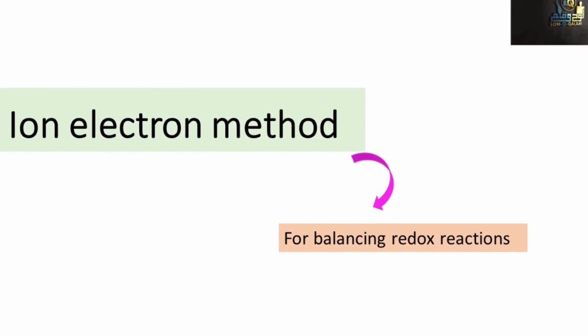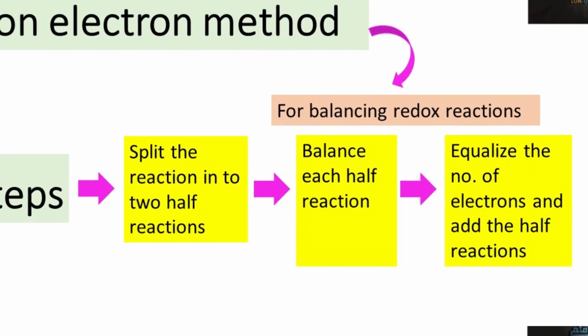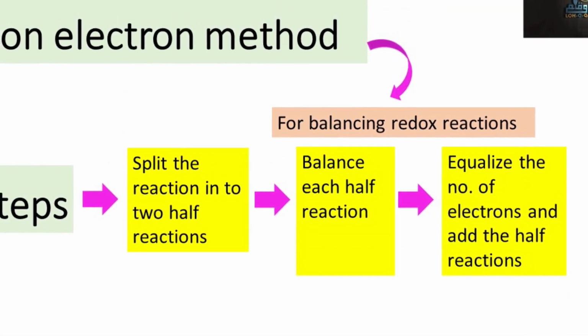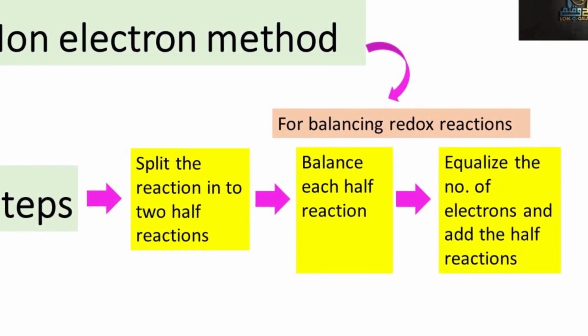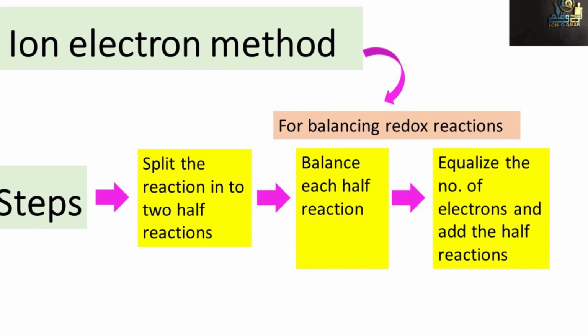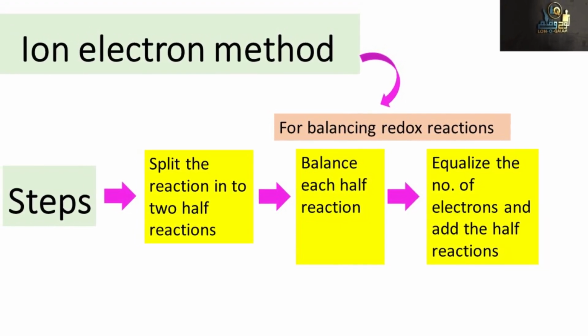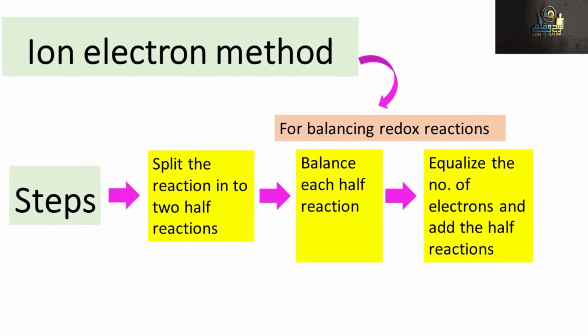Ion-electron method is used for the balancing of these redox equations. This method involves three steps. Number 1, split the reaction into two half reactions. Number 2, balance each half reaction. Third and final step is equalize the number of electrons and add the half reactions.